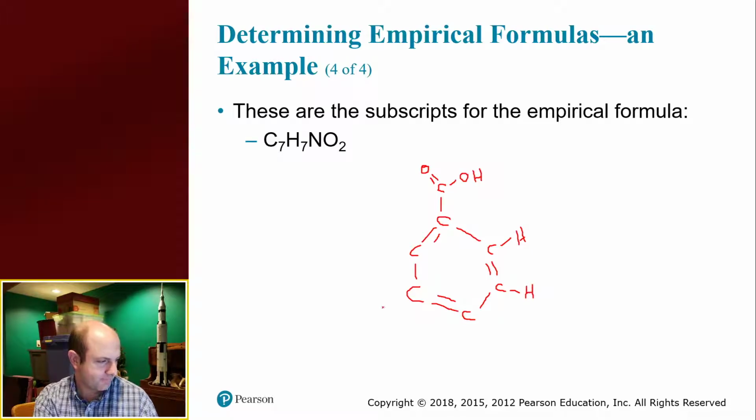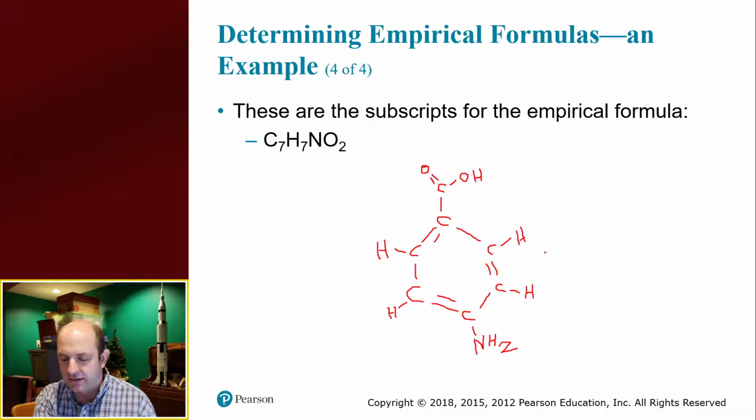The amino part tells me that there was an NH2 sticking off of this, and then the para part told me that it was opposite from the acid part, so I'm going to put it here. This one is the para position, and if we count that up, sure enough, it's C7, so 1, 2, 3, 4, 5, 6, 7, H7, 1, 2, 3, 4, 5, 6, 7, N, and then O2. So in this case, the empirical formula is the actual molecule. Again, you don't need to know that, but it's just sometimes nice if you have some extra information to double check, does this make sense?